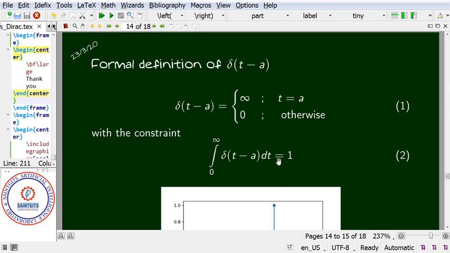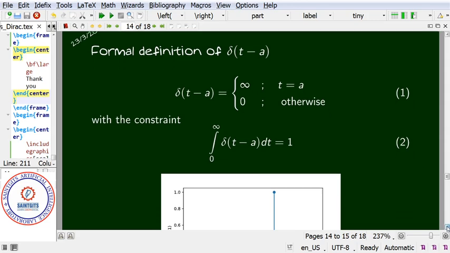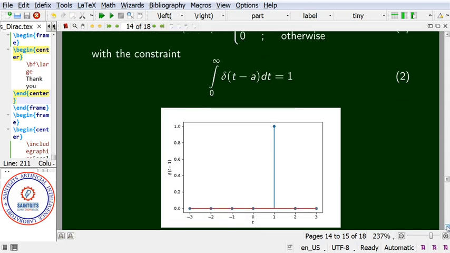That is why it is called unit impulse function. This Dirac delta function has also another name, that is unit impulse function, because of this constraint. When we look into the graph, it is the discrete case of Dirac delta function. I keep 1 as infinity here. In order to represent this in a figure, I put 1 as infinity.